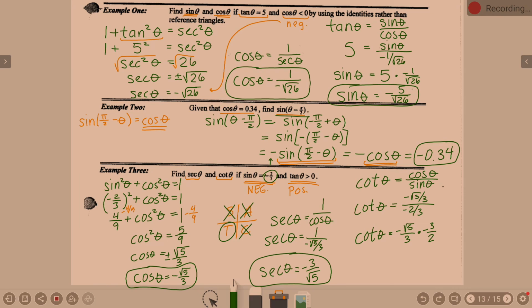Now you just multiply straight across. Yeah, I do have 3 over 6. I would cross cancel, because my 3's cancel. So then I just have square root of 5 over 2, negative or positive? Positive. Hooray.